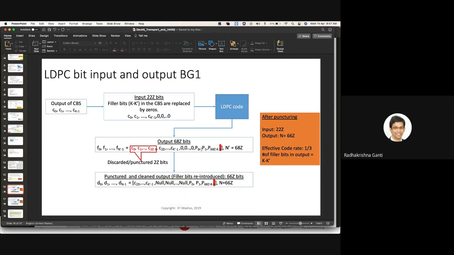No, we won't, because the parity bits already have this information. So you can recover this data using the parity bits. See, effective code rate is 1/3. What does 1/3 mean? You have 22z bits, you got 66z bits. So you're replicating a lot of this bit information in some of these parity bits. So you will be able to recover those things.